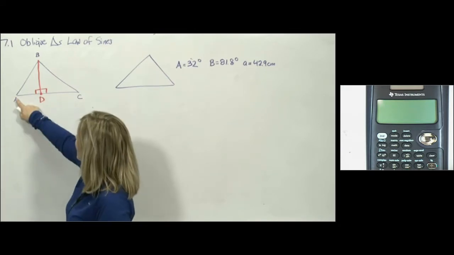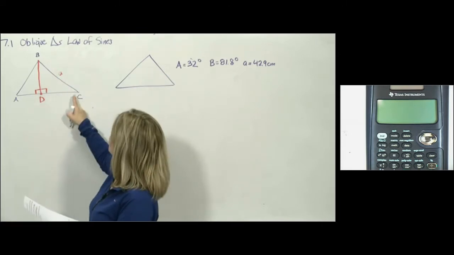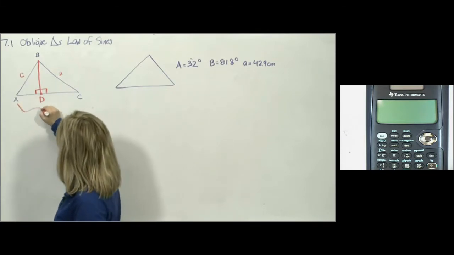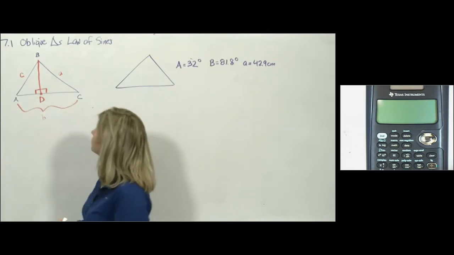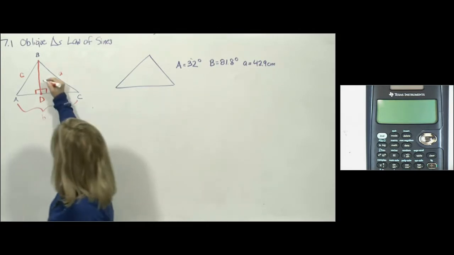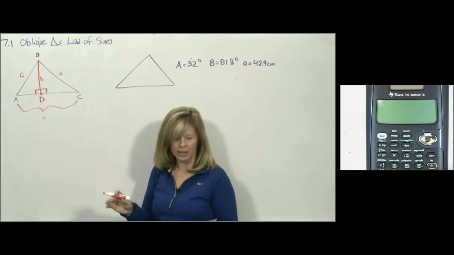And we know if this is angle A, this is side a. If this is angle C, this is side c. And all of this would be side b. So just like we've been doing. Okay, let's label this h for height. I just wanted to have my picture labeled.